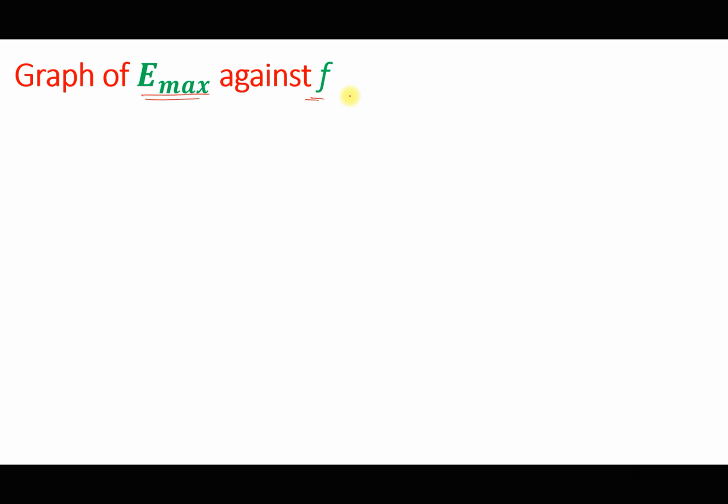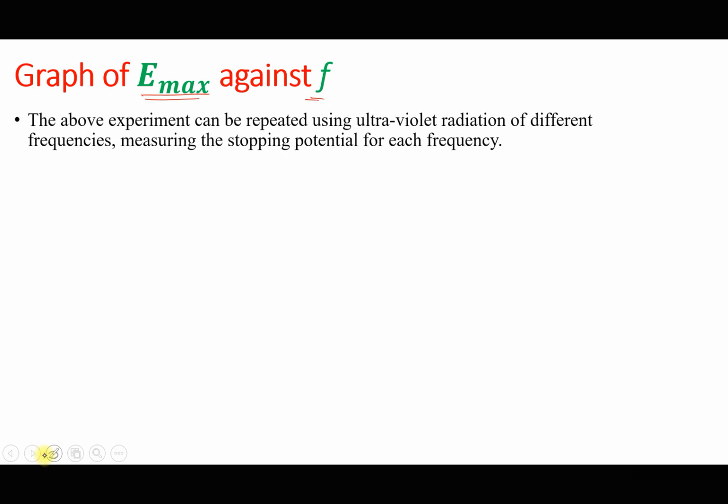So the maximum kinetic energy does not depend on the intensity, but it depends on the frequency, and therefore it is directly proportional. The above experiment can be repeated using ultraviolet radiation of different frequencies, measuring the stopping potential. So we have now seen that the frequency is what can affect the stopping potential. If the frequency is kept constant, the stopping potential does not change. And remember, half mv squared was equal to the charge times the accelerating PD.